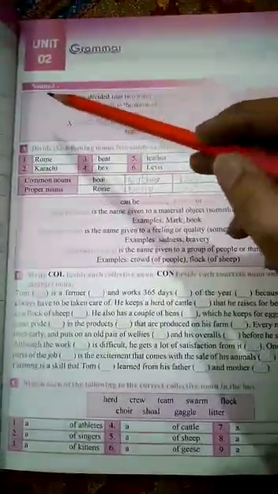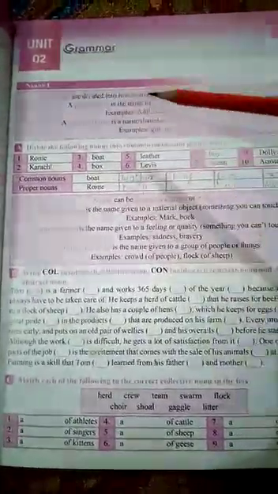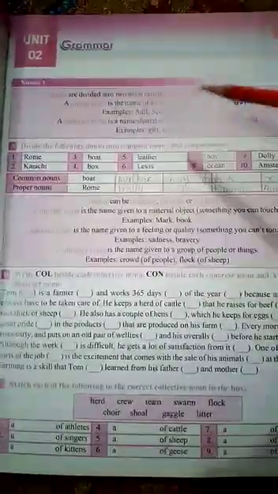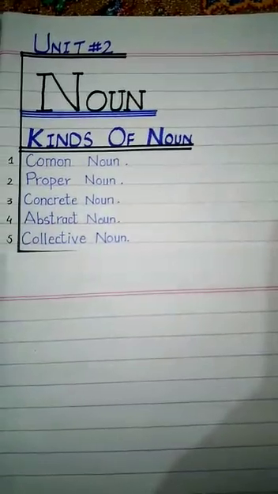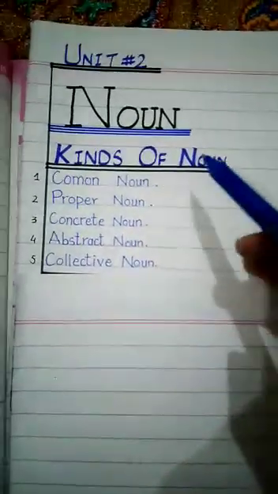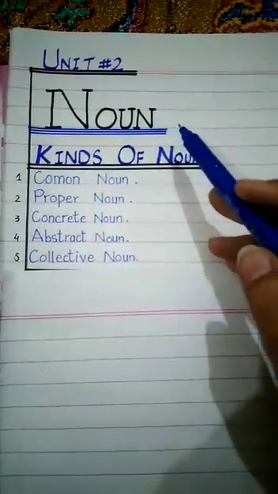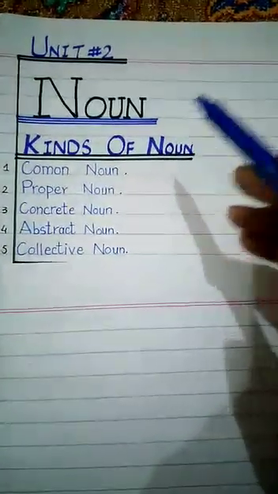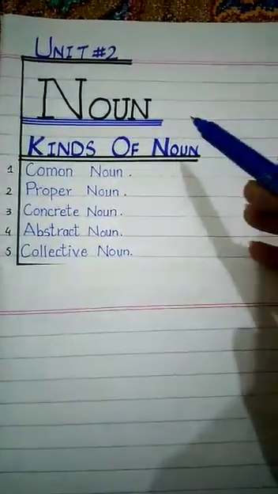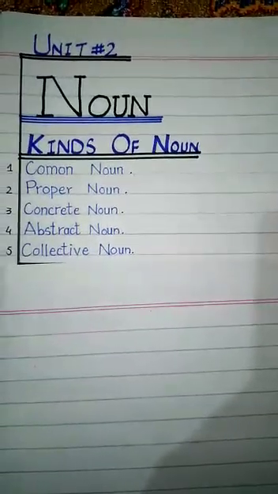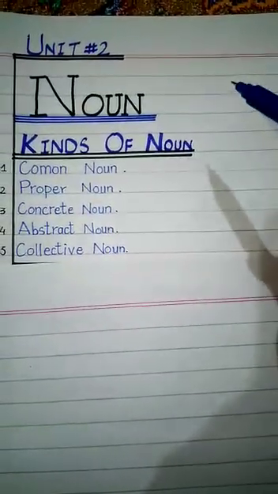Now here in this page, as you already know, we are going to do grammar. So we are going to work on noun, and we will study the kinds of noun. I will define what a noun is and then we will do the kinds of noun. You have studied noun in your previous classes, in class 6 and maybe class 5 and 4, that the naming words are called noun, or you can say the name of a person, place or thing is called noun.